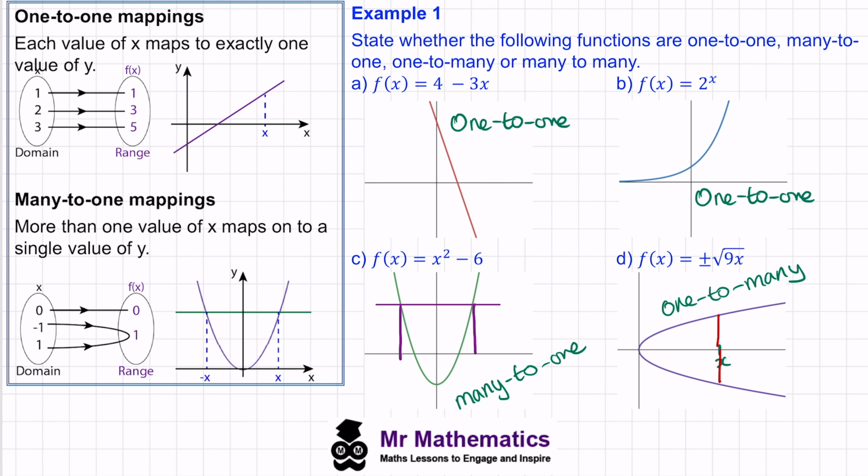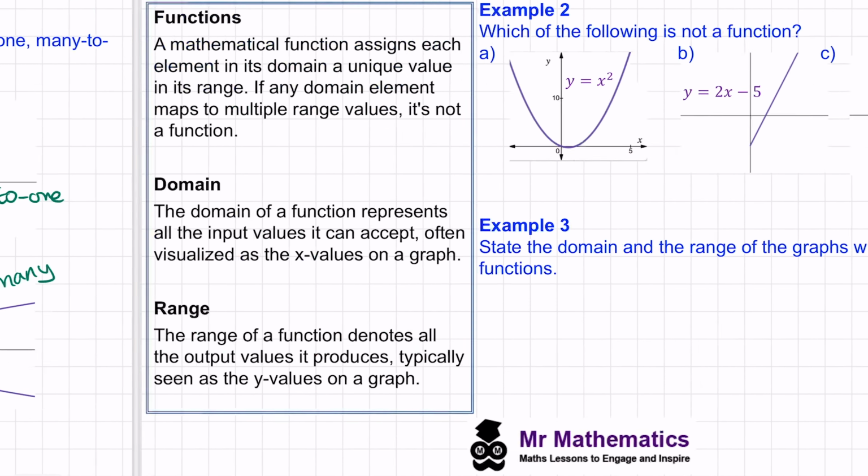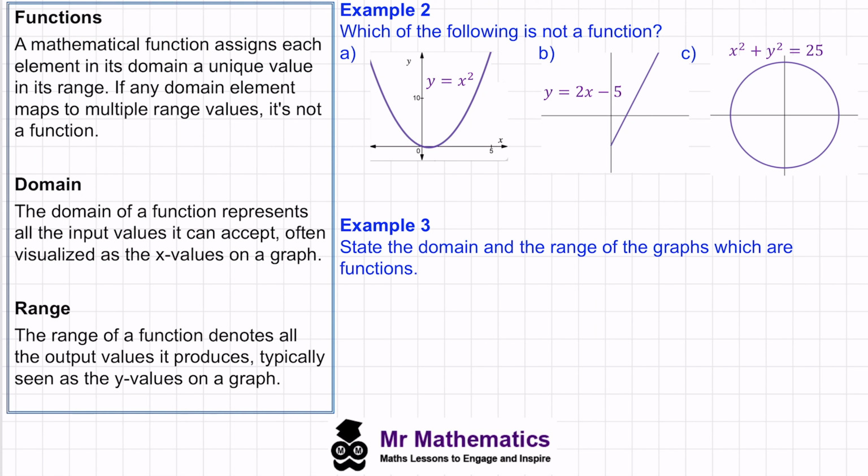Okay, so hopefully you've got an idea about the different types of mappings. So this is relevant when we look at functions. And a function is defined as follows: a mathematical function assigns each element in its domain a unique value in its range. If any domain element maps to multiple range values, it is not a function. So in this case, functions only exist if we have a one-to-one or a many-to-one mapping.